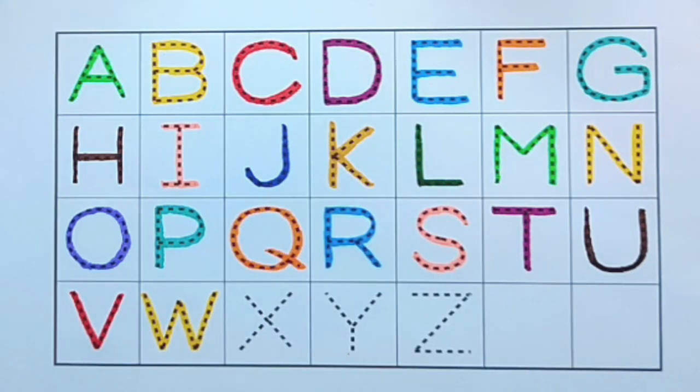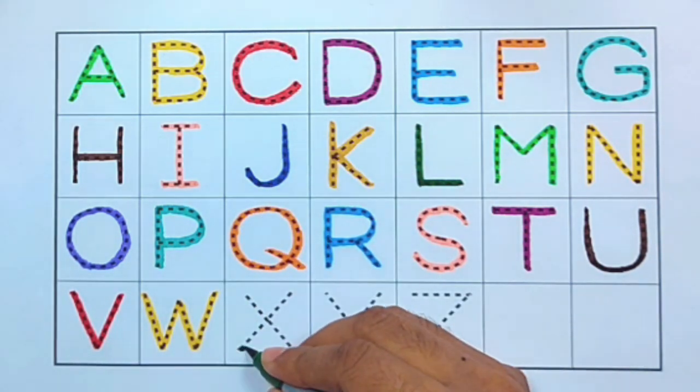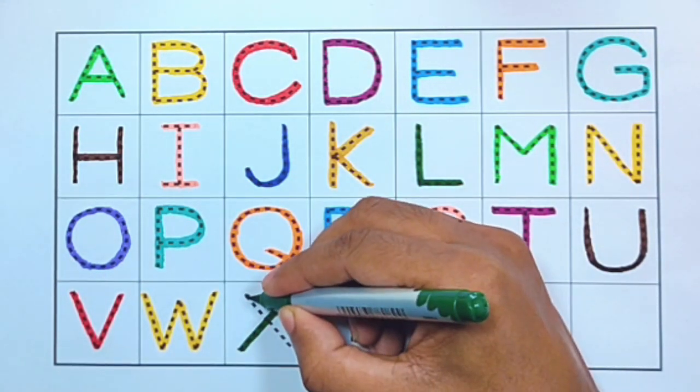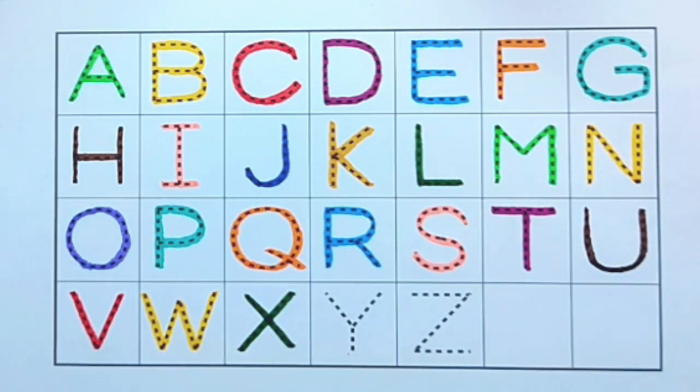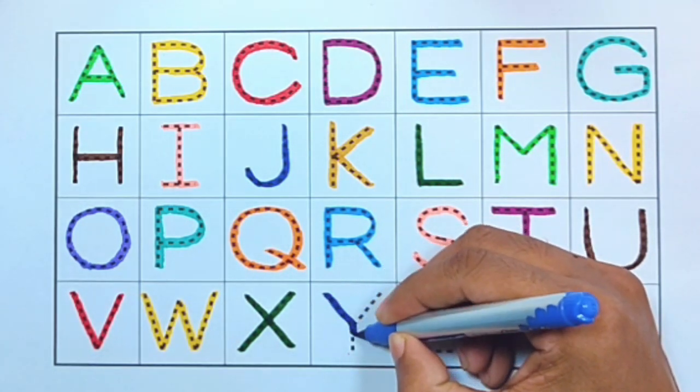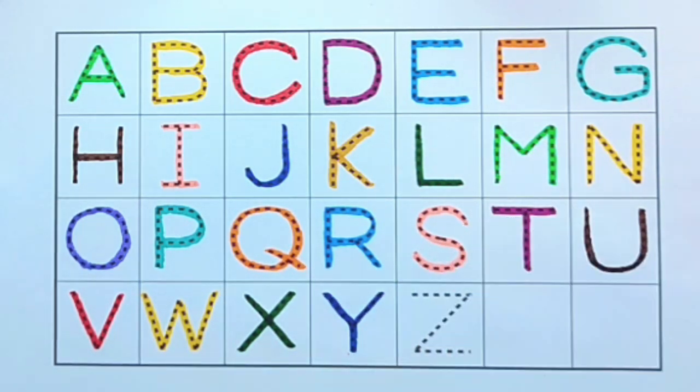W for watermelon. Green color. X for xylophone. Blue color. Y for yo-yo. Light green color. Z for zebra.